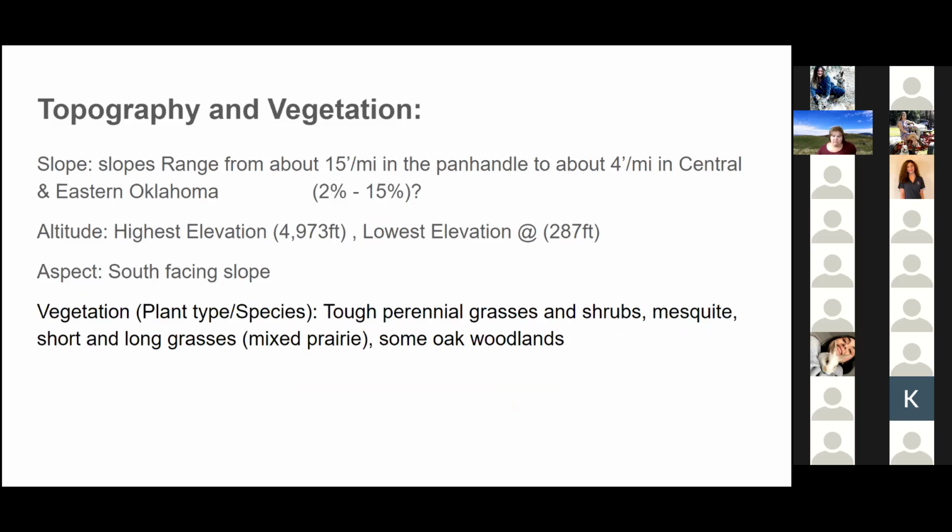Okay, 15 feet per mile to about 4 feet per mile. I tried to calculate it because I couldn't find the info. Just rise over run times 100, and it's about 2% to 15%. Altitude elevation is about 5,000 feet, and the lowest elevation is 287 feet. Aspect, it's a south-facing slope. And vegetation, plant species, type, we have tough perennial grasses and shrubs, mesquite, short and long grasses, and some oak woodlands. The website I used was the Oklahoma Geological Survey website.